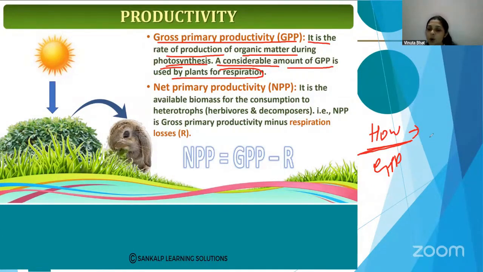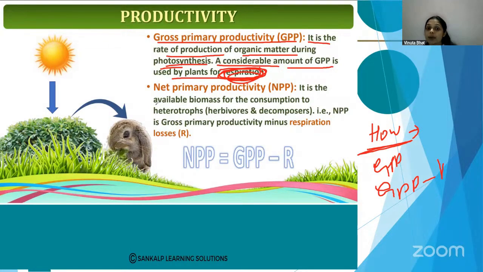So a small amount of this biomass is used by the plants for respiration. So that is called gross primary productivity. Okay, so gross primary productivity minus R.